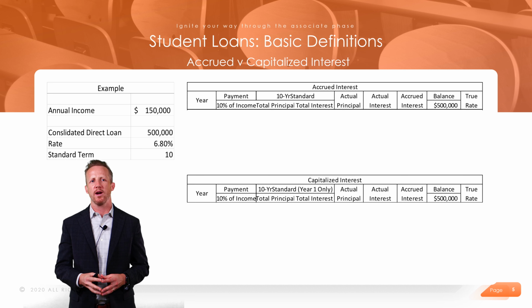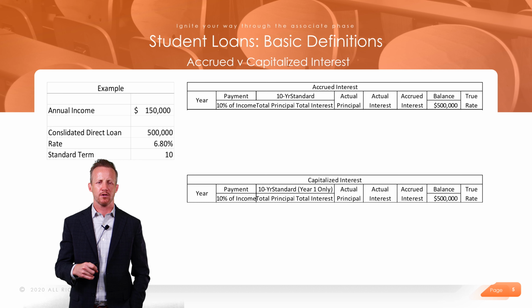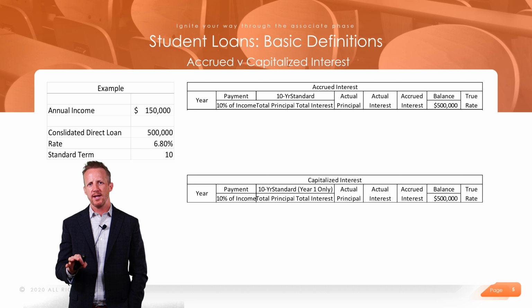Let's look at an example where you are out of school a year or two and you're earning $150,000 as an associate. You have $500,000 of student loans, your rate is 6.8%, and your term is 10 years. You'll notice I've got the start of two tables. One is where we're showing accrued interest, and the second is where we're showing capitalized interest.